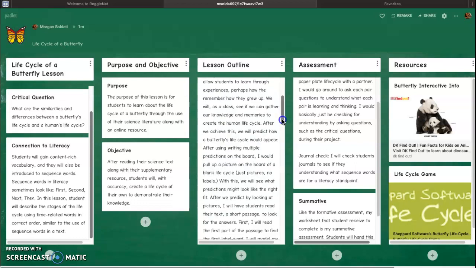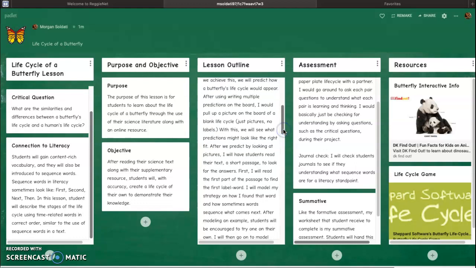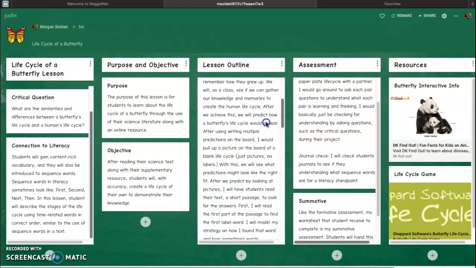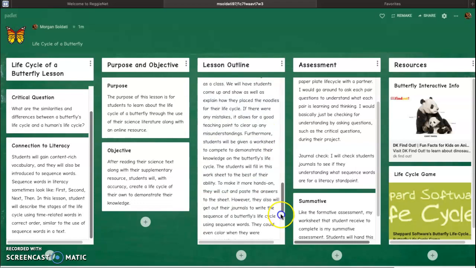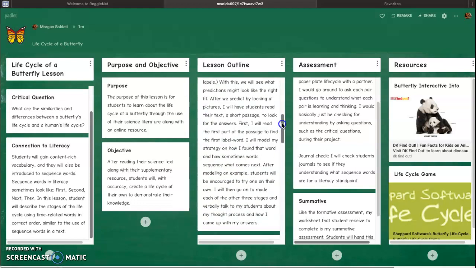So as a class, we'll go through how much knowledge we can gain about the human life cycle. And after we achieve this, we're going to predict the butterfly's life cycle. So we're going to predict how the butterfly's life cycle would appear. After using multiple predictions on the board, I would pull up a picture of the blank life cycle, to give an example, something like this, but just pictures, no words. This one has the word bank. I would not include the word bank with this, just the pictures.